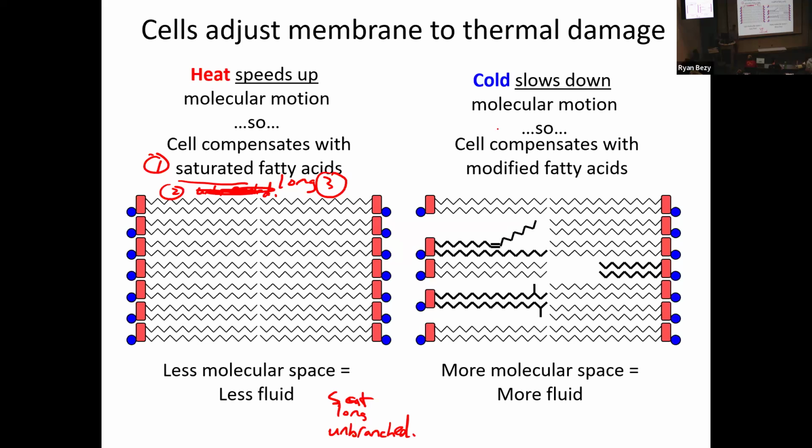So under cold temps, we want to make the phospholipids less crowded. The less crowded they are, the more they can move around. The more they can move around, the less likely they are to freeze in place. And so under cold temps, you want more molecular space so that you have more fluidity.